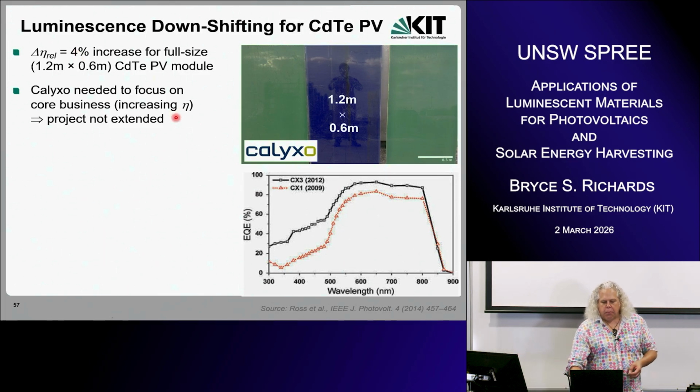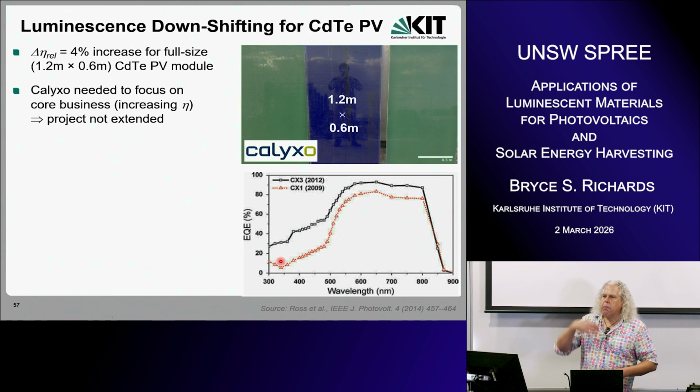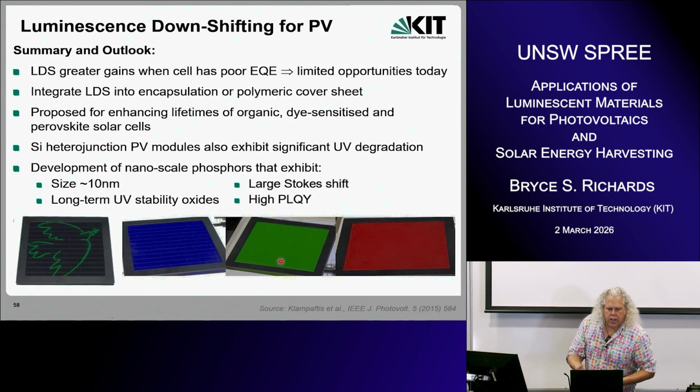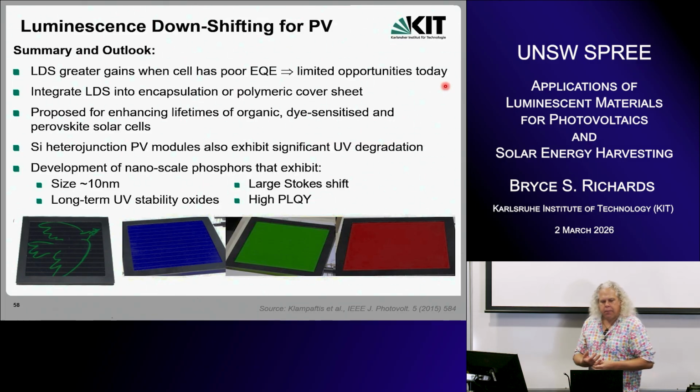But in the meantime, something else happened, and that was they were needing investors, and they had to focus on their core business. Their core business, what was that? Trying to improve the quantum yield of their solar cell from this, which we had started with, and 3 years later, they had achieved this. So it got significantly better. And when the quantum yields get better in this region, then the potential for this luminescent downshifting technology actually gets worse. So I've just said that, the first point, luminescent downshifting gains are greater when the solar cell has a poor EQE, so there's fairly limited opportunities today.